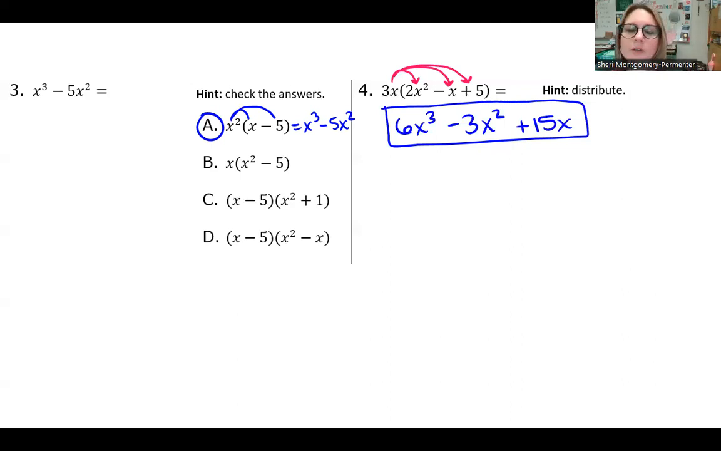So remember that when you distribute, the numbers multiply. 3 times 2 is 6. X times x squared, you add the exponents. 2 and 1 makes 3. 3 times negative 1, so negative 3. X times x, x squared. 3 times 5 is 15, and then there's just an x, nothing to multiply the x by, so it's just an x.